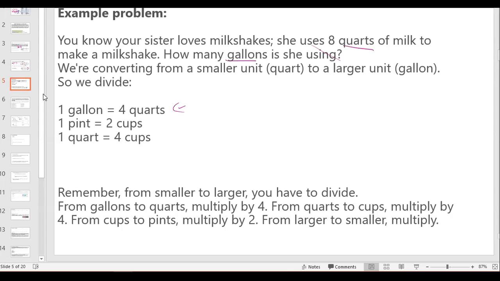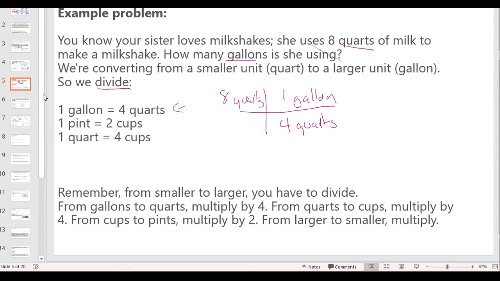So I'm going to do the train track method right now. I think it's just 1 step. So it's 8 quarts. And what's my conversion? 1 gallon to 4 quarts. So where am I going to put my 4 quarts? Bottom. And the 1 gallon on top, right?